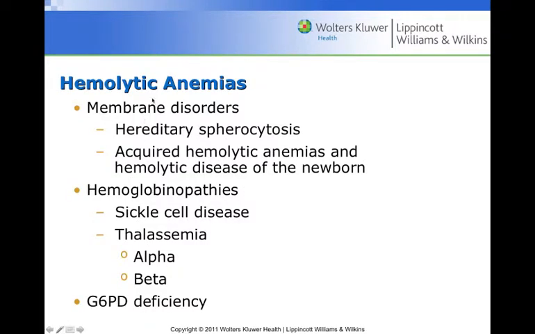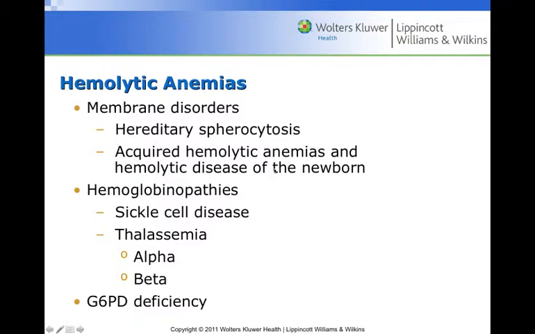So hemolytic anemia. Hemolytic means the blood is being destroyed. We can have membrane disorders, such as hereditary spherocytosis. A sphere is a round ball shape, and that's not the normal shape of the red blood cells. Also acquired hemolytic anemias and hemolytic disease of the newborn.